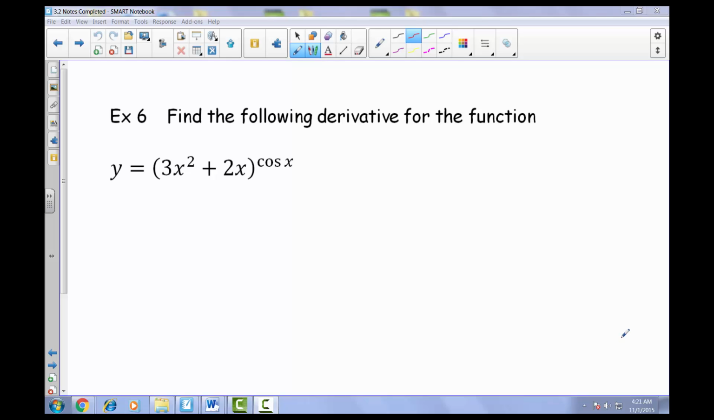Here we are at example 6 from our 3.27 notes. We're asked to find the following derivative for this particular function. And we have y is equal to this function raised, though, to this cosine function.